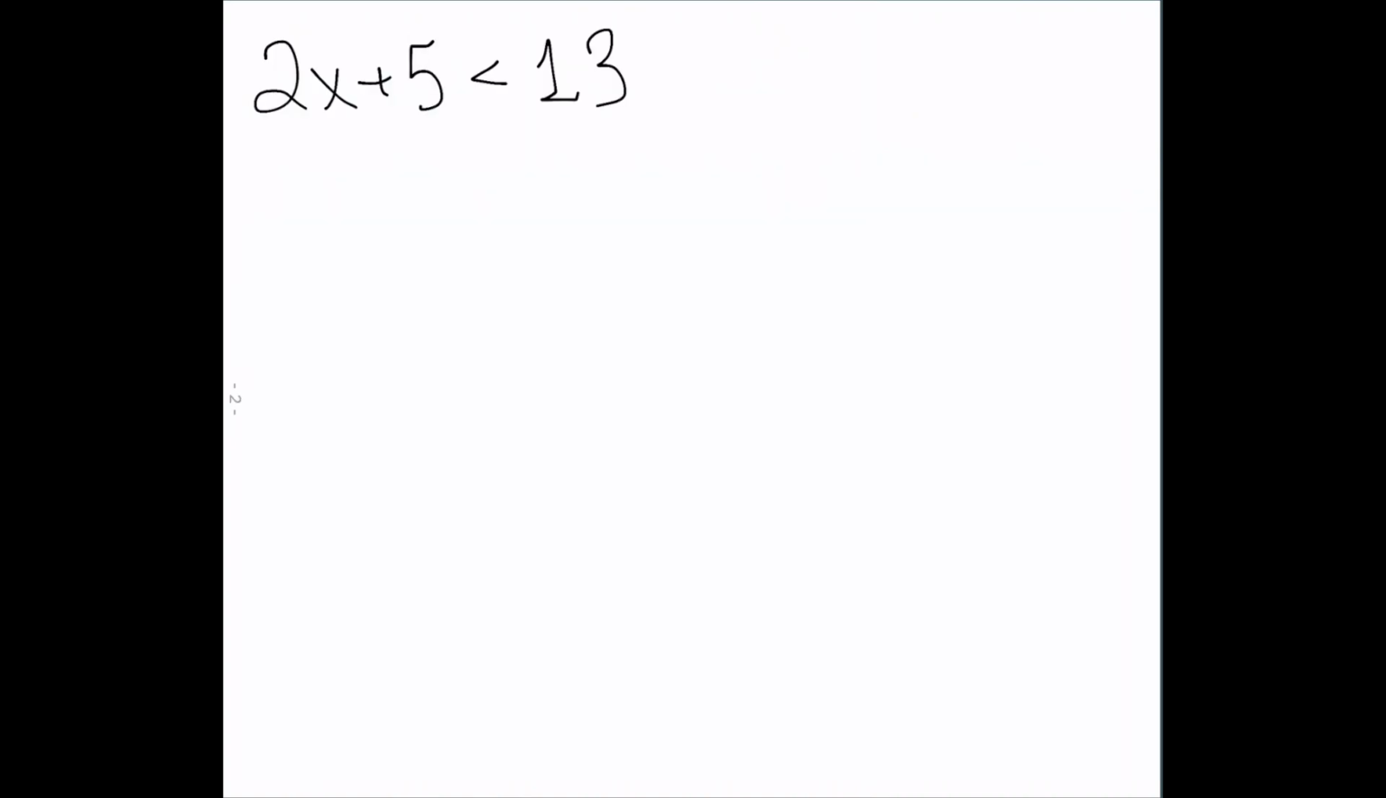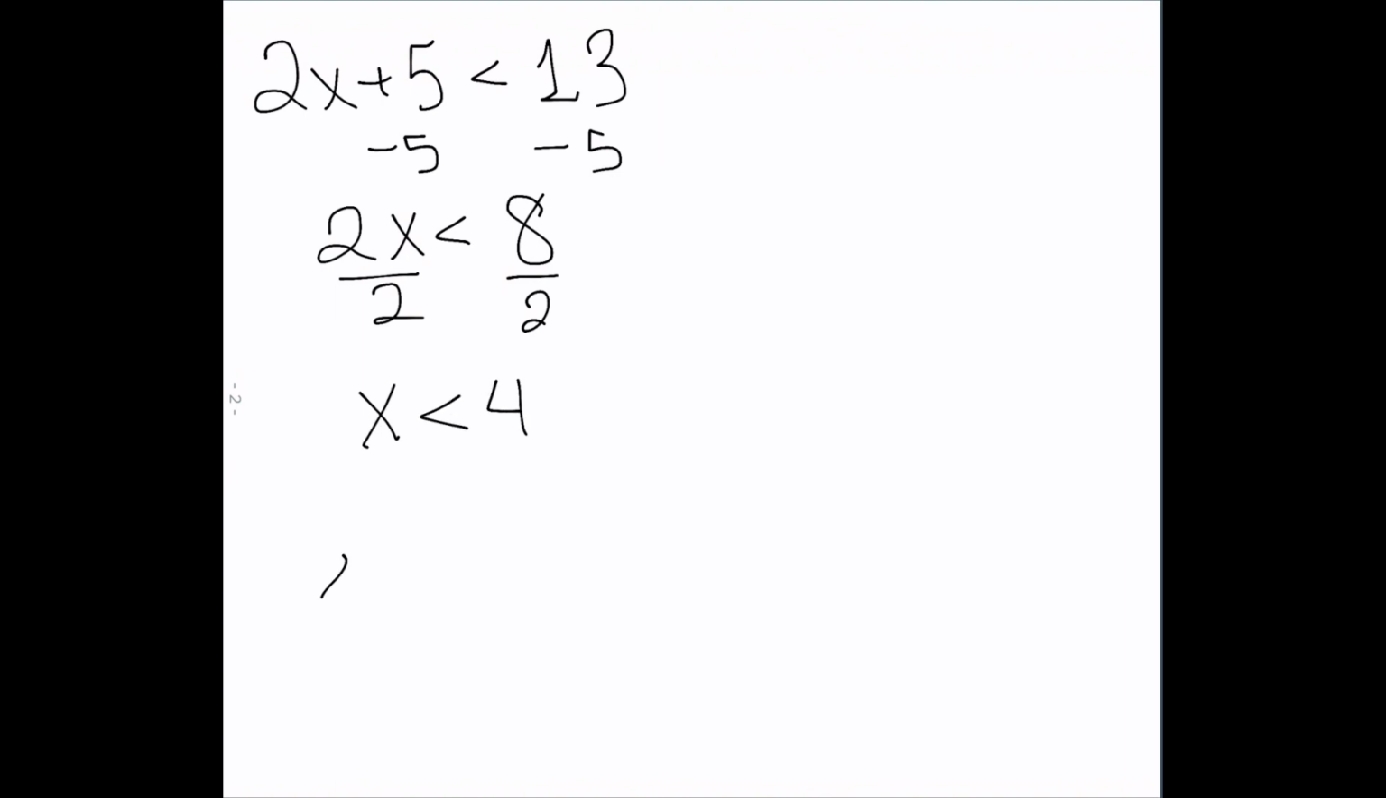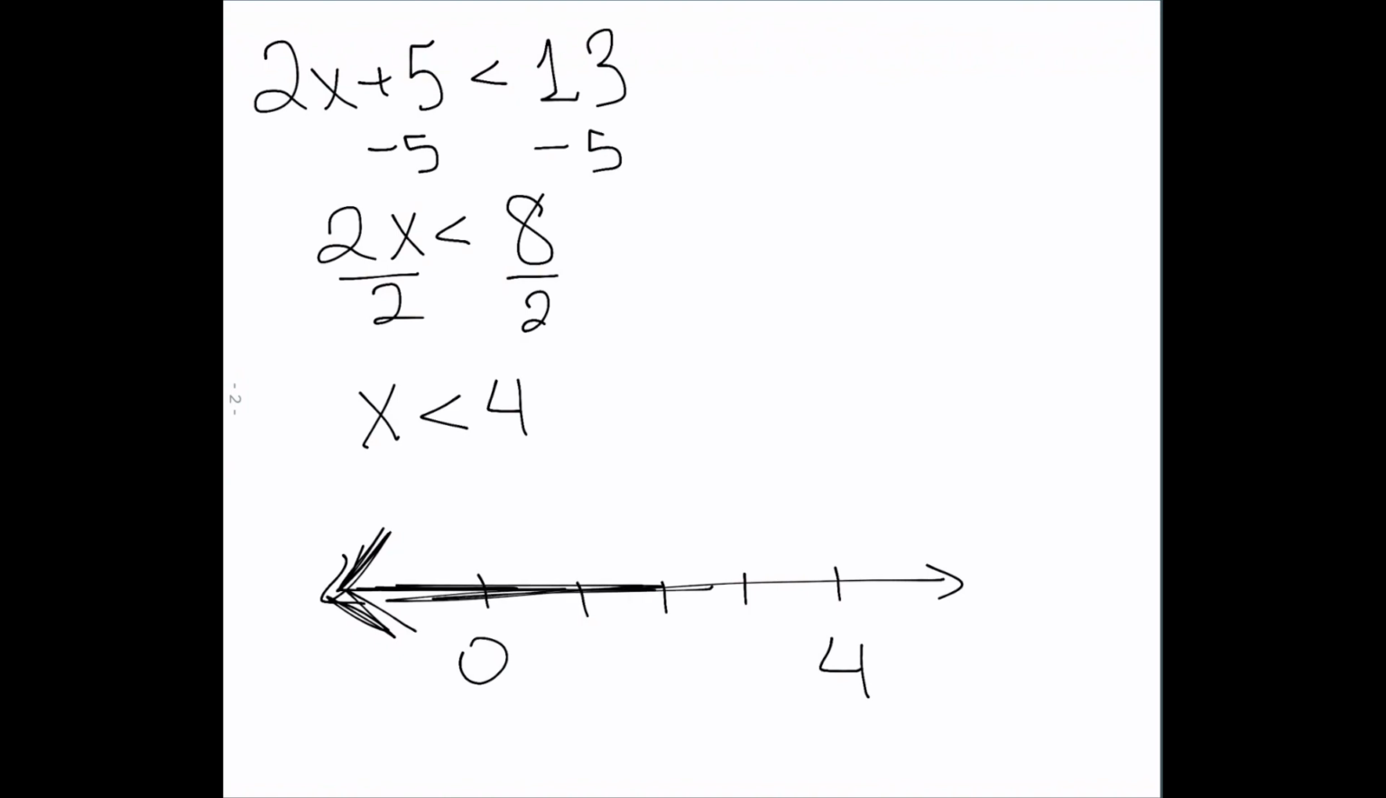2x plus 5 is less than 13. So when we subtract 5, 13 minus 5 is 8. Divide both sides by 2, and x is less than 4. And we can also graph this. So if here's 0, 4. Since we want less than 4, we're going to shade everything below 4. And since we're not actually including 4, we put a little open circle at 4. And this tells us we get really close to 4, but we don't actually touch 4.